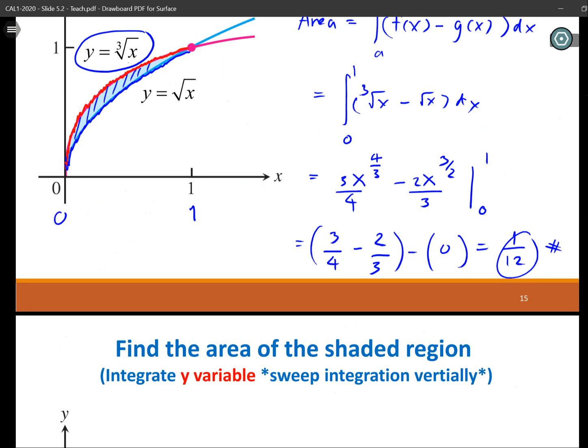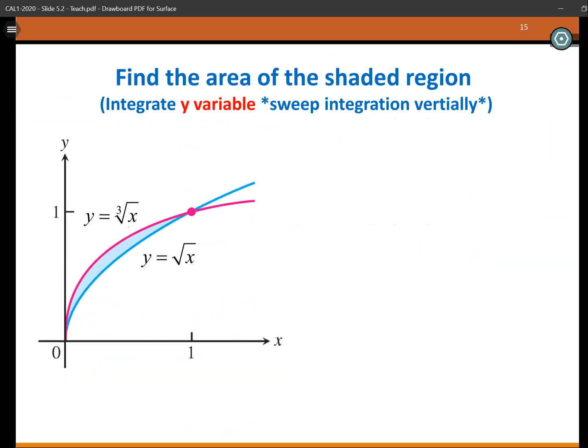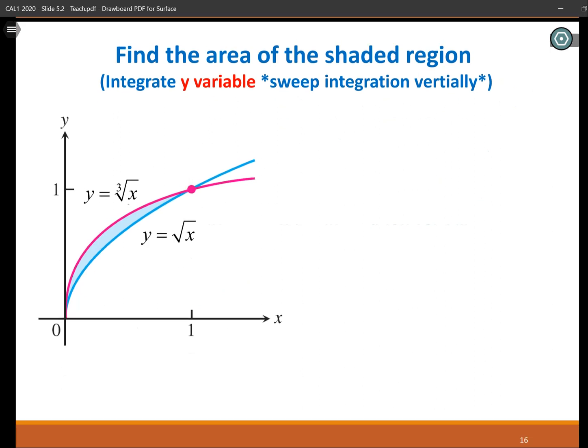Right? Now, let's work on this differently. This time, we want to try to use the y variable instead. So y variable this time. Let's take a look here. Y variable. We have y equal to the cube root of x as the first curve. And another one is this y equal to square root of x. All right, we have two of these.